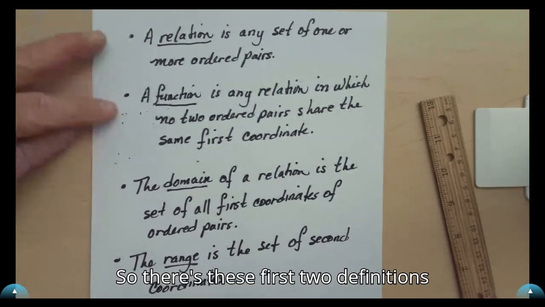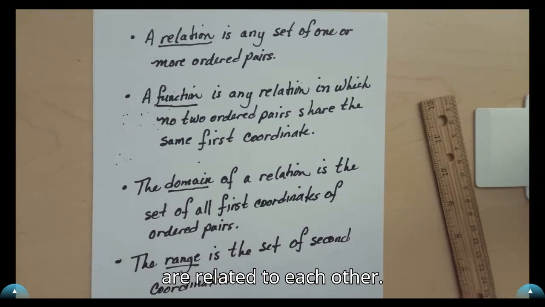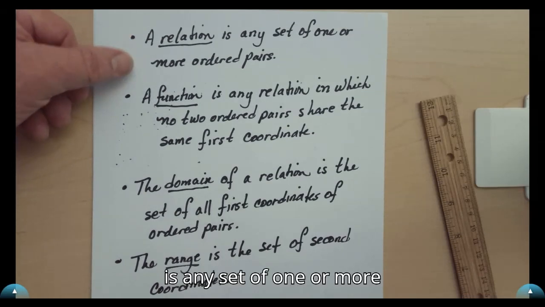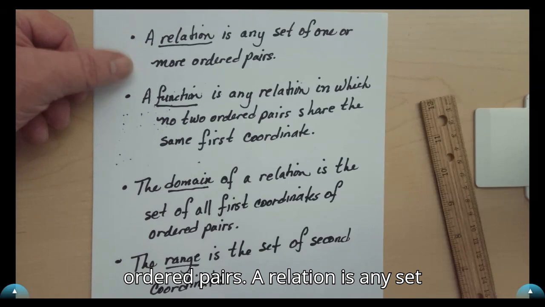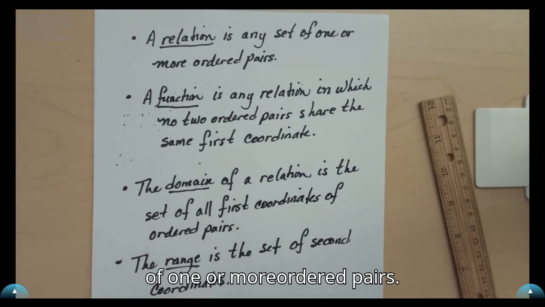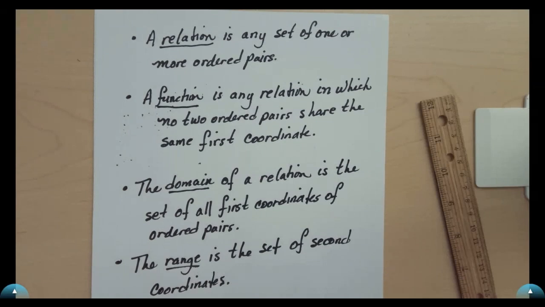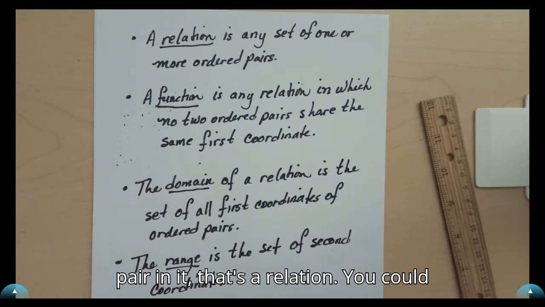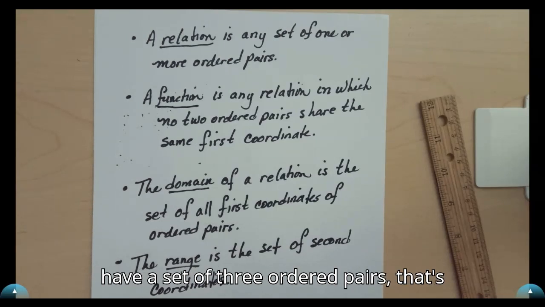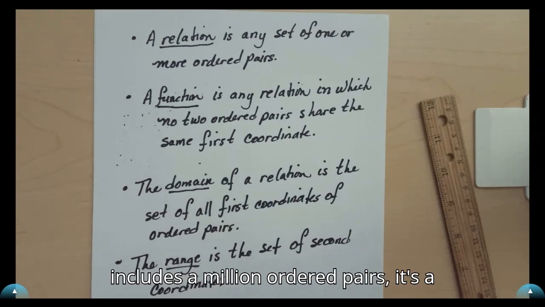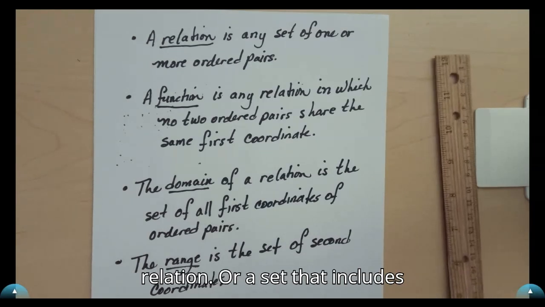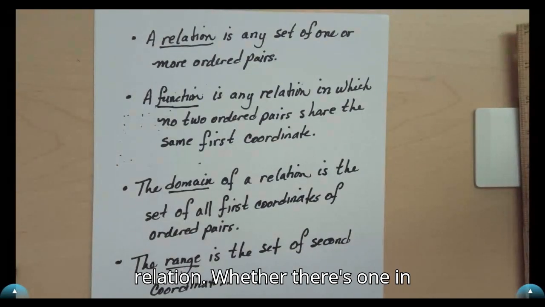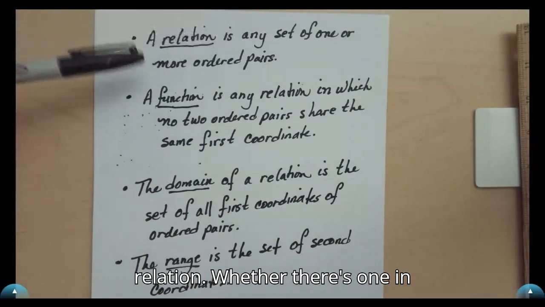So these first two definitions are related to each other. A relation is any set of one or more ordered pairs. So you could have a set with one ordered pair in it. That's a relation. You could have a set of 3 ordered pairs. That's a relation. You could have a set that includes 1,000,000 ordered pairs. It's a relation. Or a set that includes infinitely many ordered pairs. That's a relation. Any set of ordered pairs is a relation, whether there's one in the set or infinitely many or anything in between.